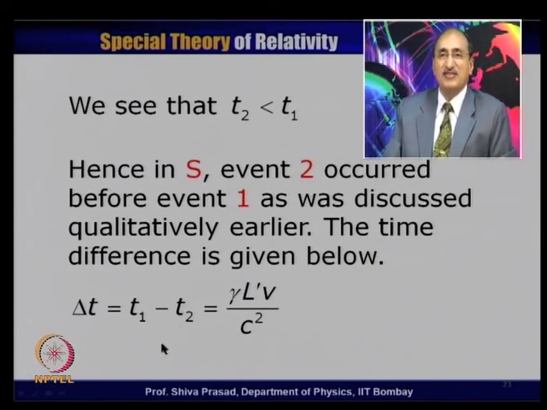The time difference we can just calculate, because that one common factor will cancel out. Only the V by c term has to be taken, and this will turn out to be gamma L prime V by c square. This is the time interval between the two events as observed in the S frame of reference, while in the S prime frame of reference, this time interval was 0. Both these events occur at the same time.